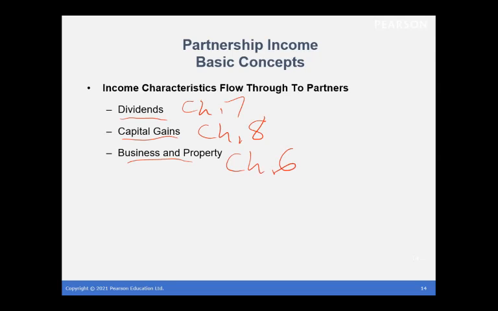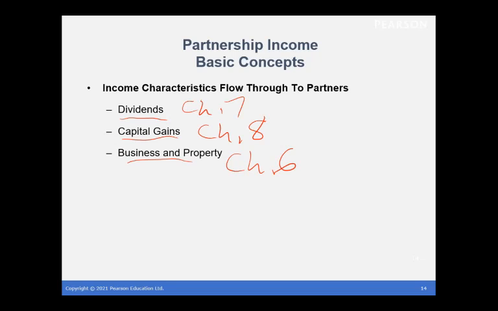So dividends, you'd gross them up and get a tax credit. Capital gains, only half of that is taxable. Business and property, you've got different special deductions for rental income, business income, and all this stuff, right? So when these sources of income are earned in a partnership, they need to keep those same characteristics as they flow to the partner, so that those rules are consistently followed.